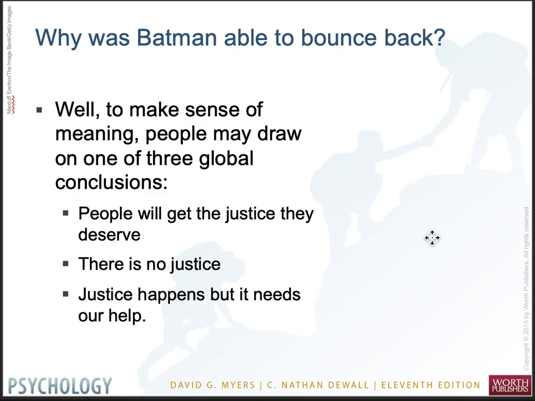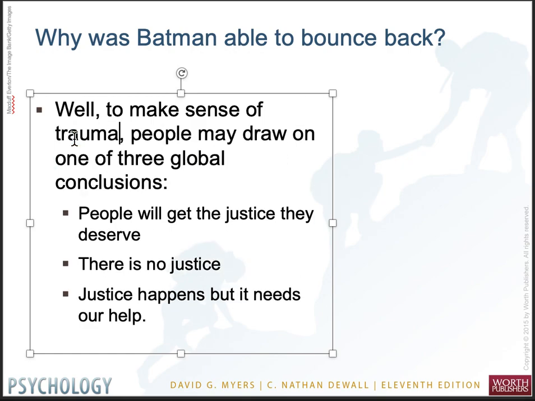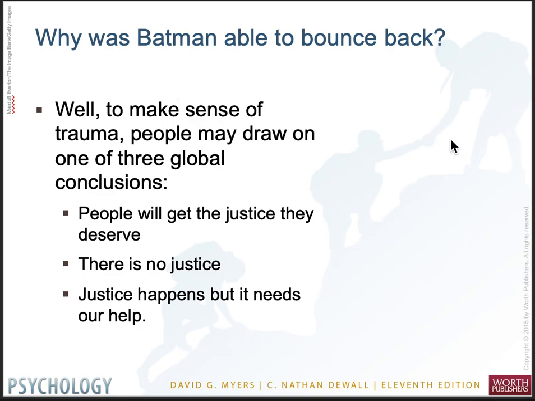So, to make sense of trauma, people often draw on one of three global conclusions. They either think that people will get the justice they deserve for the trauma that they inflicted, there is no justice, or justice happens, but it needs our help.